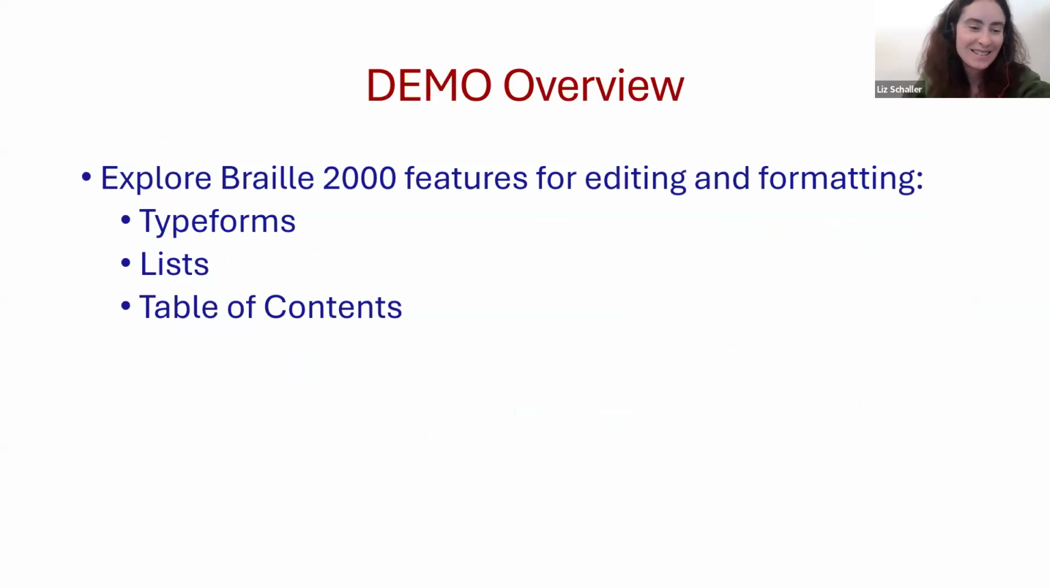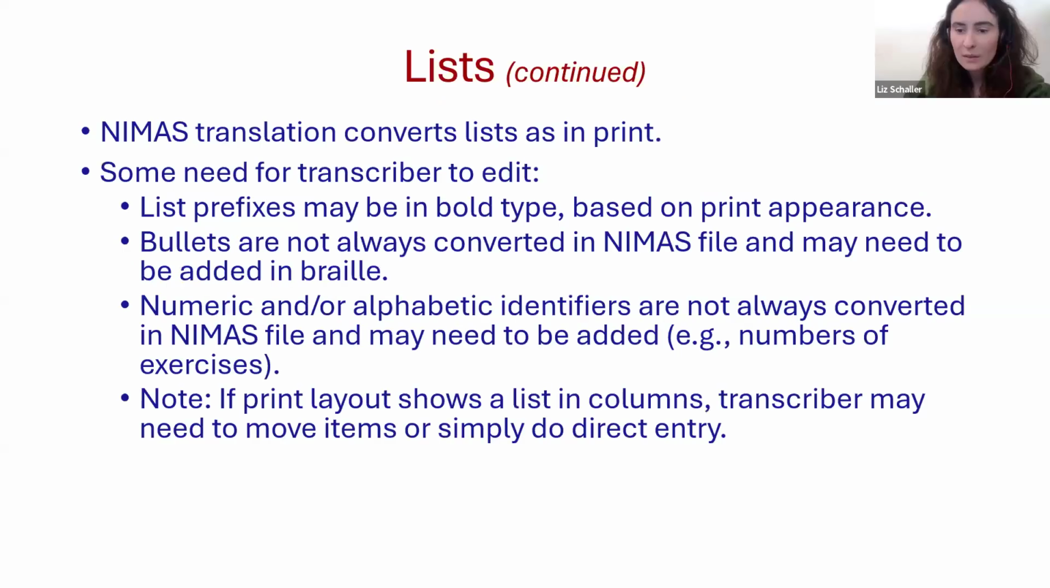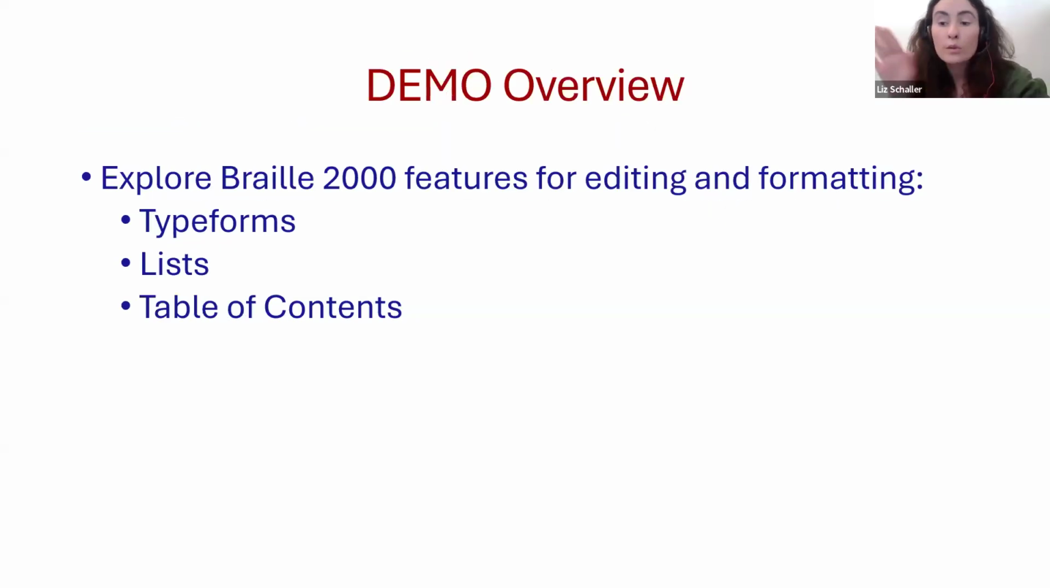Okay. So the demo overview: we're going to explore Braille 2000 features for editing and formatting the type forms, the lists, and the table of contents. I think I said lists before table of contents, since the table of contents is a list, but we'll see. Yeah, great. No, I'm doing table of contents first. So we'll just take questions while you're switching over to get ready for the demo.